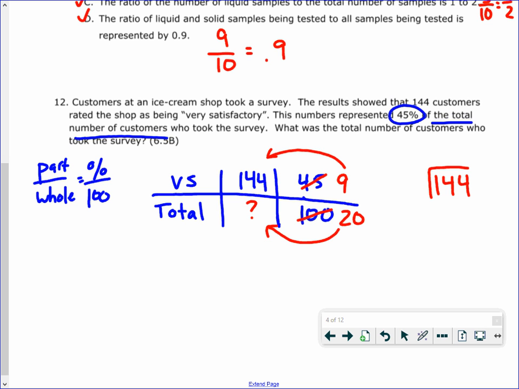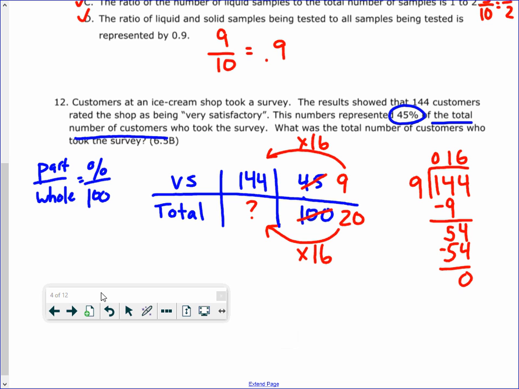So 144 divided by 9, and what do you know? 14 minus 9 is 5. 9 times 6 is 54. So it worked out. So in order to get to a bigger fraction from 9 over 20, we're going to be multiplying by 16. So 20 times 16. And 20 times 16 is going to be 16 times 2, which is 32, but let's work it out.